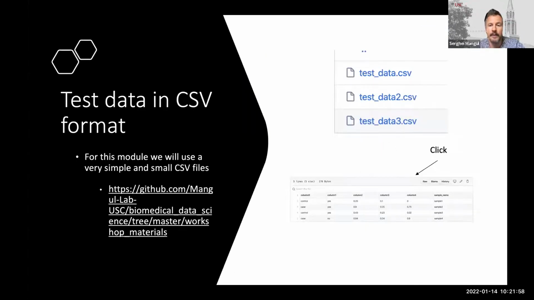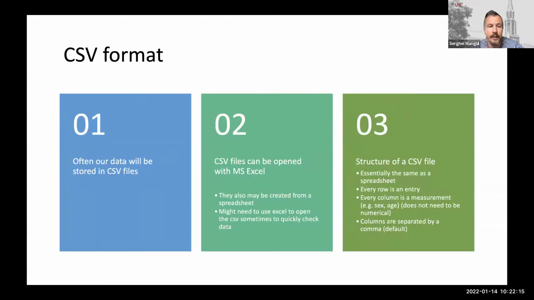Okay. So you will be given some files, and they look like this: column 0, column 1, column 2, column 3, column 4, sample name, some information about samples. So a very simple format. CSV format is very, very important. Again, at least for this class, you need to have data in CSV format.